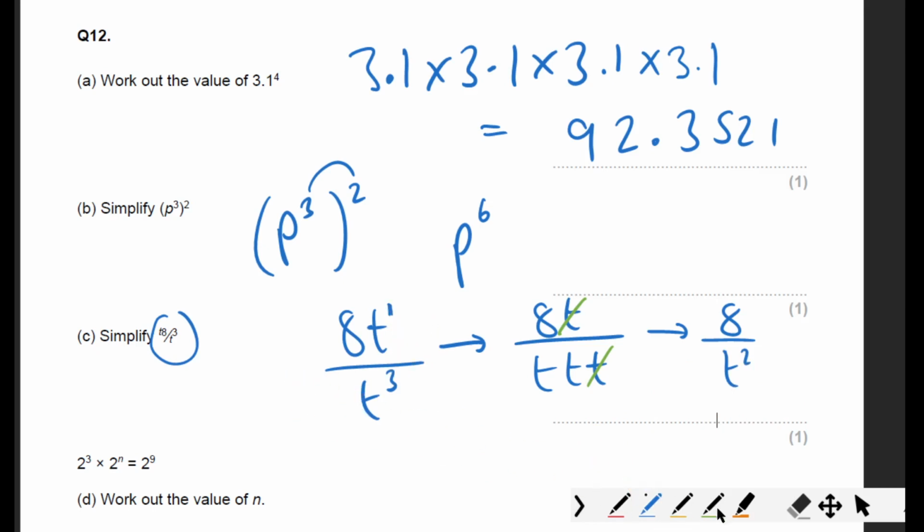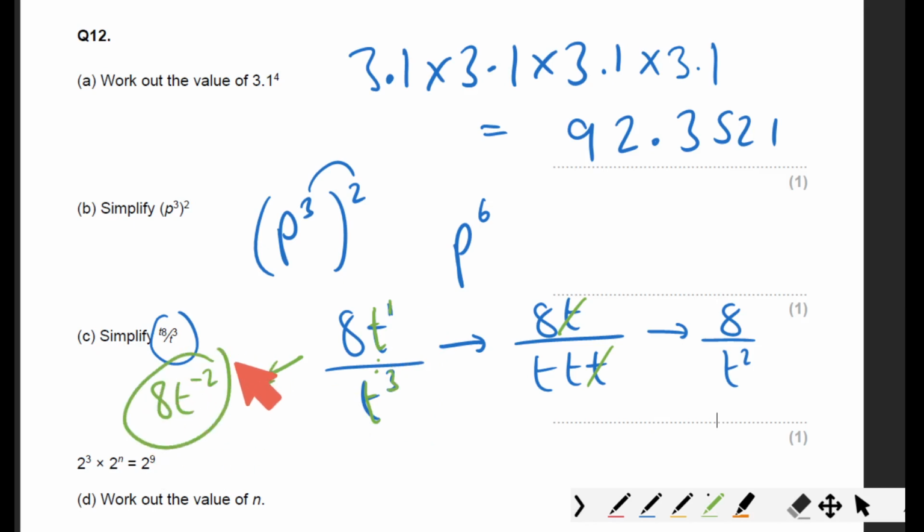The other way you can do this is by looking at rules of indices. t to the power of 1 divided by t to the power of 3. Remember, if the base is the same and you're dividing, what are you going to do to the indices? You're going to subtract. So it's going to be 1 take away 3, not 3 take away 1, from the top to bottom. 1 take away 3 is minus 2. So that would be 8t to the power of minus 2.